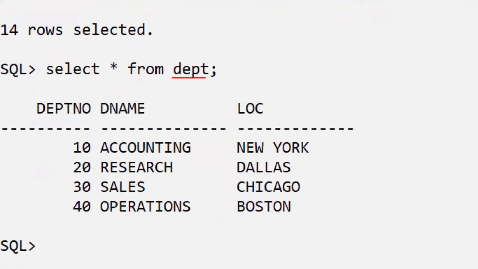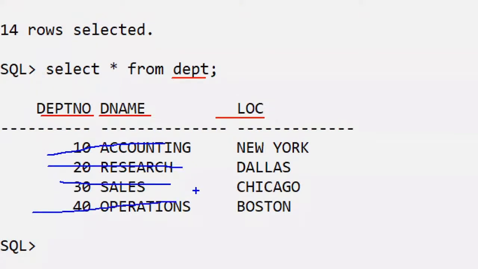DEPT is a table. Maybe department details. In this table, how many columns are there? Department number, D name, and location. 3 columns are available. How many rows are there? Observe here: 1, 2, 3, 4 rows are available.